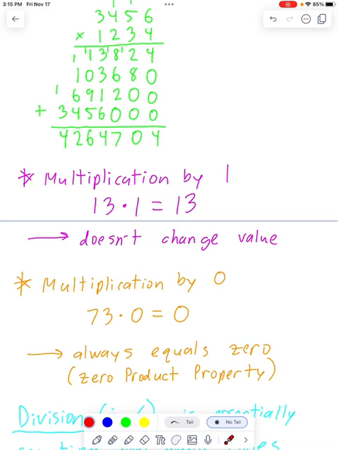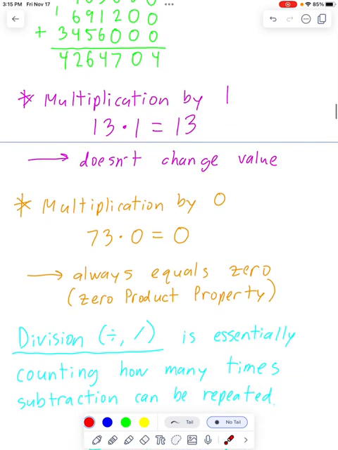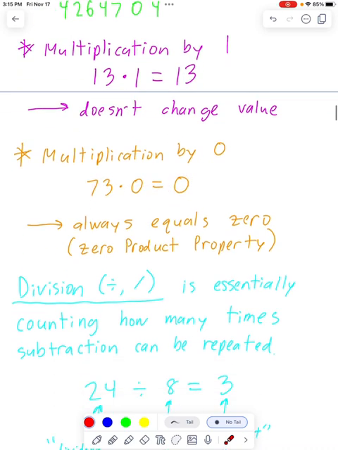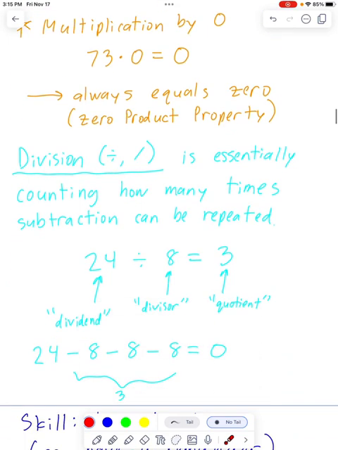Multiplication by 1, such as 13 times 1, does not change the value of the non-1 factor. Multiplication by 0, no matter what the other factor is, will always equal 0. This is called the zero product property. Division is essentially counting how many times subtraction can be repeated until we get to 0.